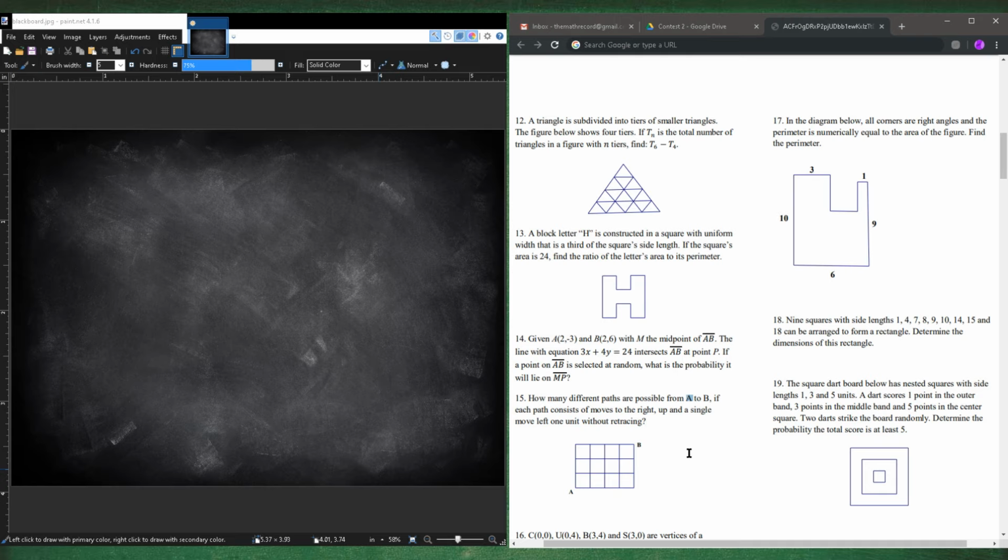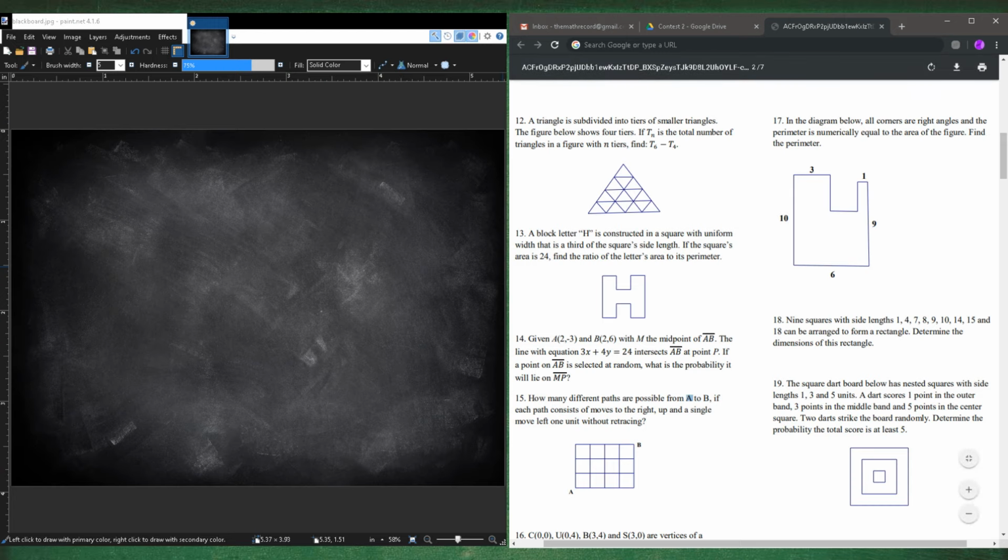Question 14. If points A (2, -3) and B (2, 6), with M the midpoint of AB, the line 3x plus 4y is equal to 24 intersects AB at point P. If a point on AB is selected at random, what's the probability that it lies on MP?